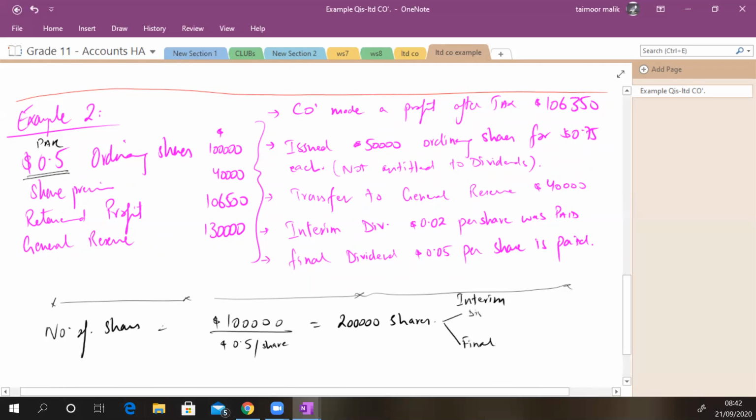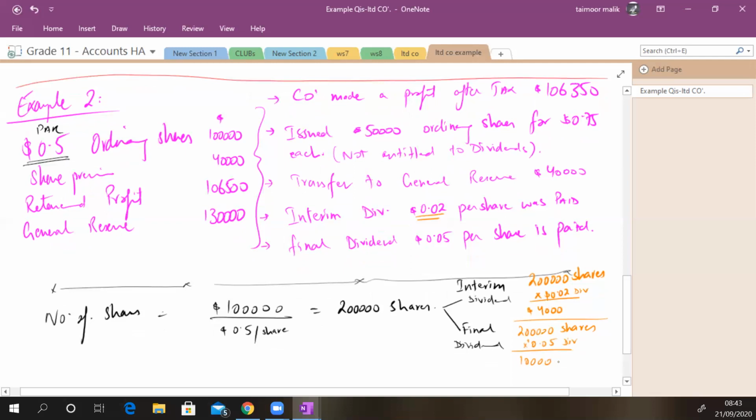ओके. इन शेयर्स के ऊपर जरा इंटरिम और फाइनल डिविडेंड कैलकुलेट कर लेते. ठीक है? 200,000 shares multiply by interim dividend कितना था 0.02. तो कितना हुआ जी? 4,000. और फाइनल डिविडेंड इज अगेन 200,000 shares multiplied by 0.05. ठीक है, that's the dividend. तो कितना हुआ ये जनाब? 10,000 हुआ. ठीक है.